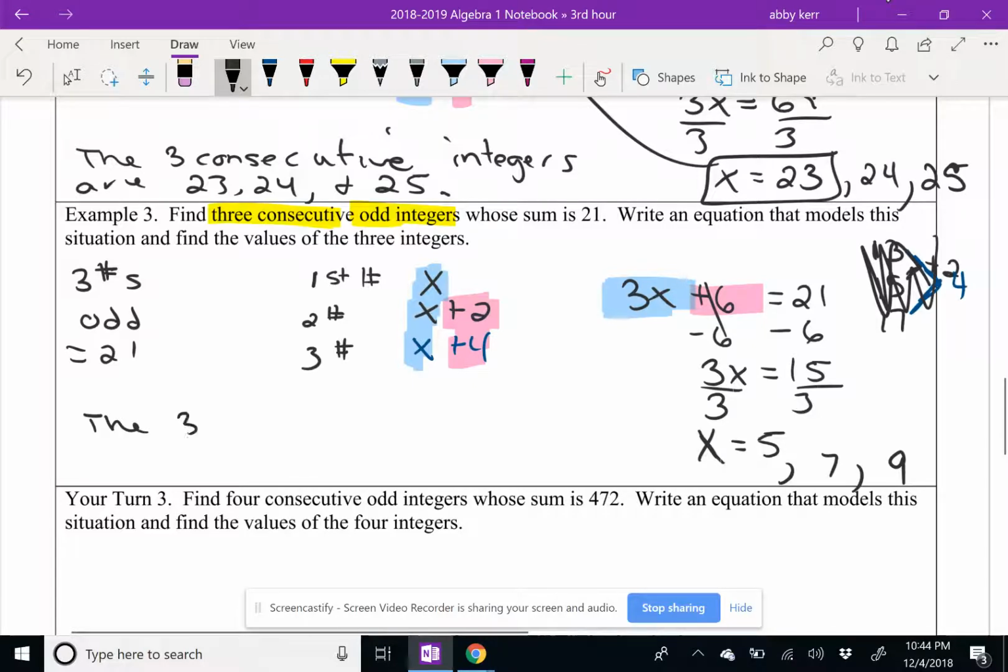So the 3 consecutive odd numbers are 5, 7, and 9.